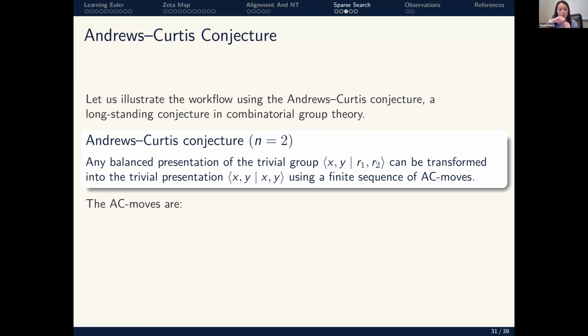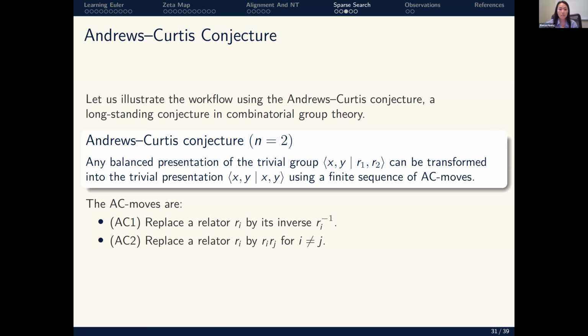So let's illustrate a workflow with the Andrews-Curtis conjecture, which is a long-standing conjecture in combinatorial group theory. The AC conjecture says that any balanced presentation of the trivial group, with the same number of generators and relations, can be transformed to the trivial presentation using just a finite sequence of AC moves. There are just three of them. If we focus on two generators, everything is very explicit: you have two generators, X and Y, and two relators, R1 and R2. The AC moves are: replace one relator by its inverse; replace a relator by the product of itself and another one; and the third one is replace a relator by the conjugation of itself by any word in the generators.